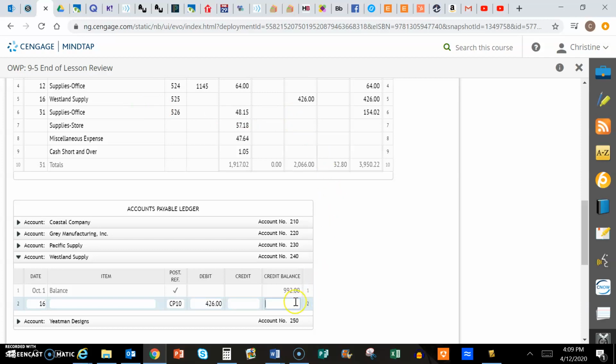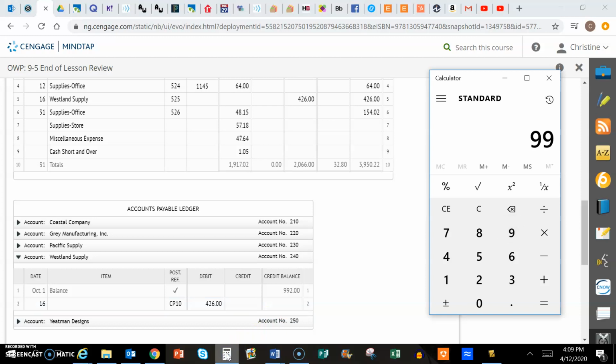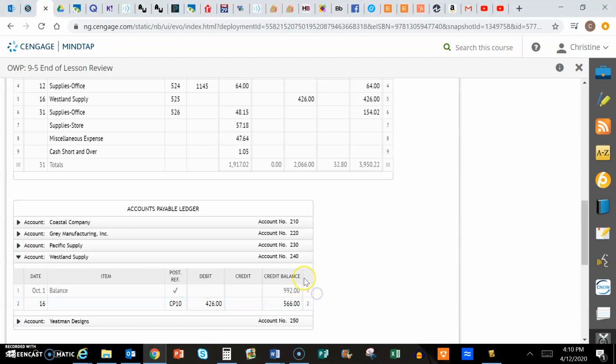So my new balance here, I still have a balance. So this 992 is a credit. This is a debit. I'm going to subtract those two. I'm going to come up with a balance. So 992 minus 426. So they just made a partial payment. So 566. And then I have my account number of 240 back up here. And I'm going to keep going down each of these.